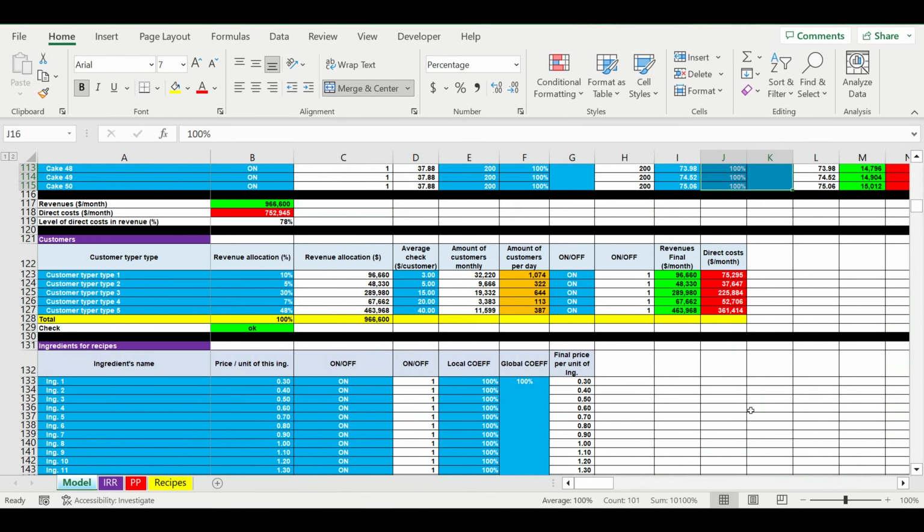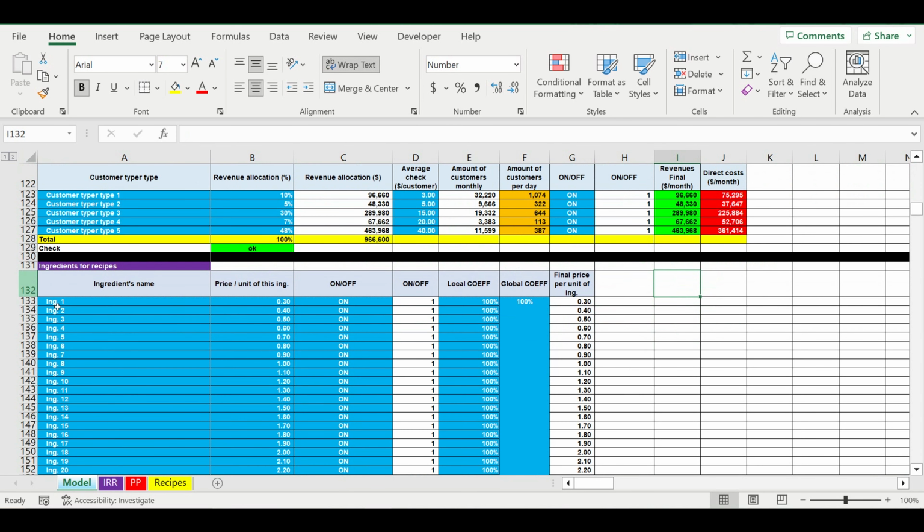Then we have 5 types of customers. We can allocate the revenues between these customers. We can set up the average check per each type of customer. We can switch on and off different customers from calculations, and we will be able to see the cash flows, simple and discounted payback period, with or without different types of customers.